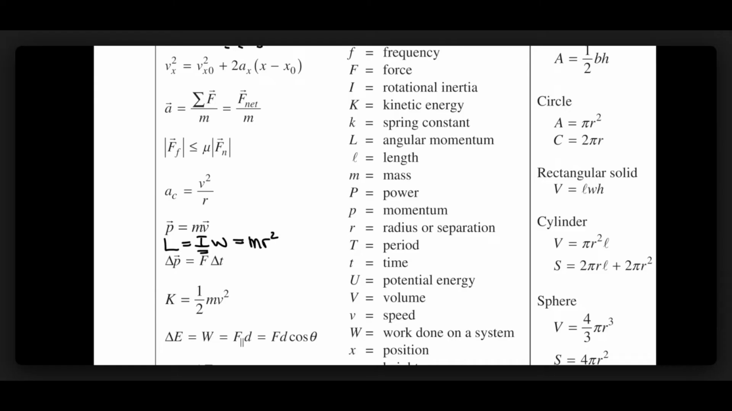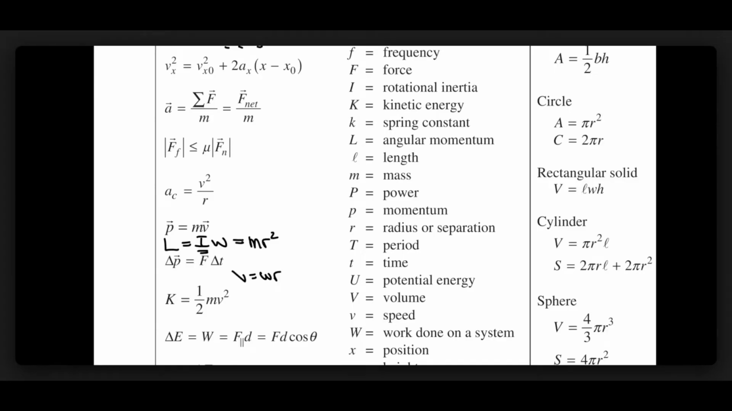This is something you should actually know that they don't really give you on the equation sheet: the moment of inertia of a point mass is mr squared. The other thing I can do is convert omega into a linear speed by simply doing v is equal to omega r.